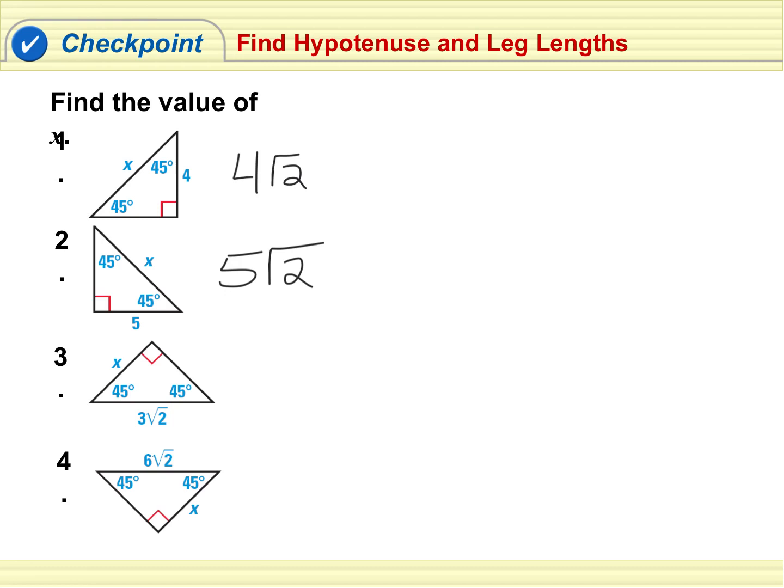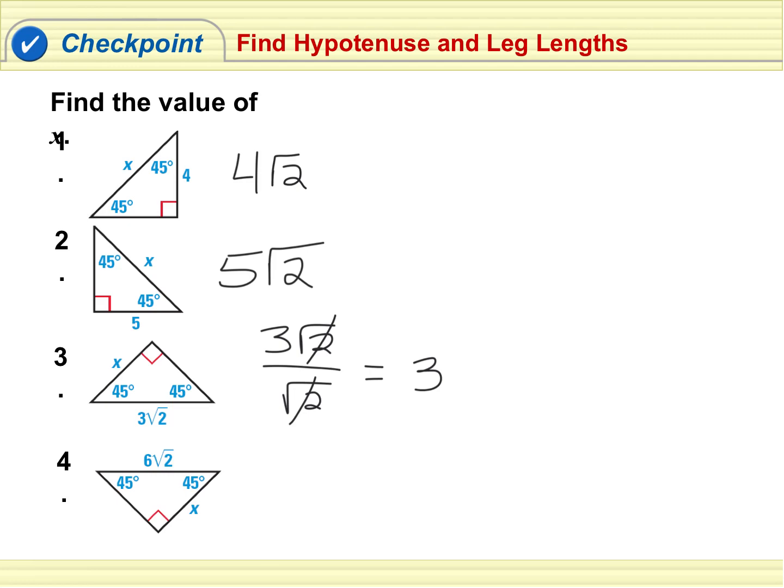Okay, on number 3, how is it different? You divide by square root of 2, because it gives us what? It gives us the hypotenuse, so I want to go backwards, so I need to divide by square root of 2 instead of multiply. What happens there? They cancel and we get 3. Yep, these cancel each other out, and we're left with 3.